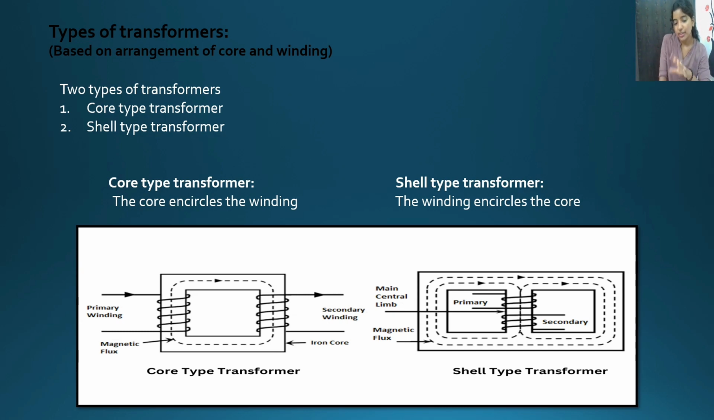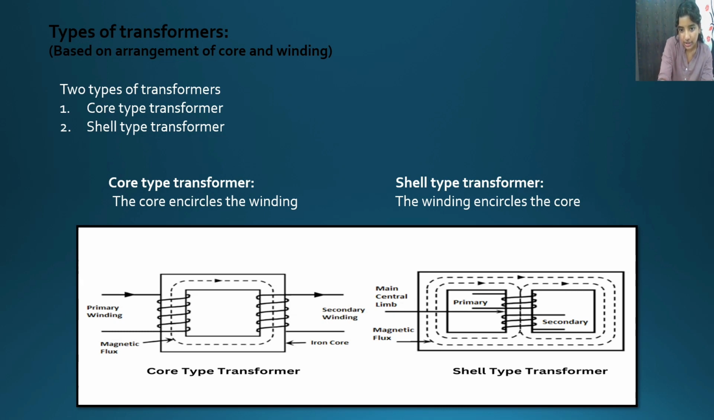Here in the shell type, winding encircles the core. So if you see the shell type transformer in the picture, you have two magnetic loops here, whereas in the core type, you have only one magnetic loop. But here you have more than one. That is one of the differences between these two.